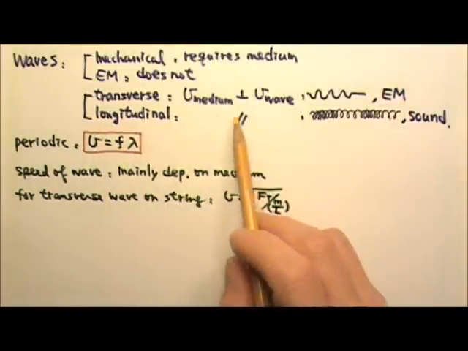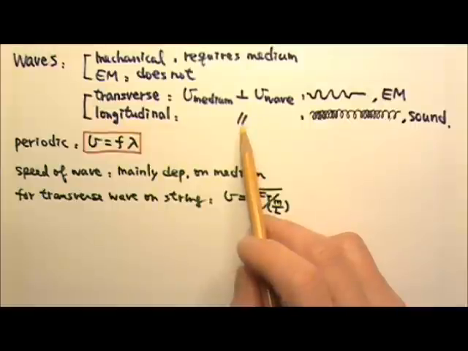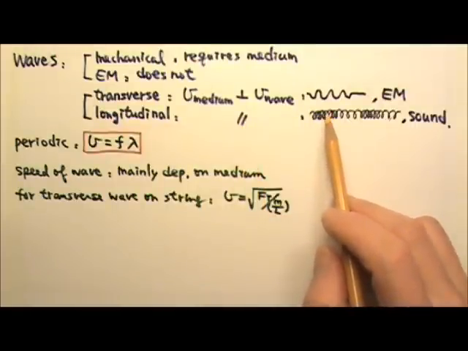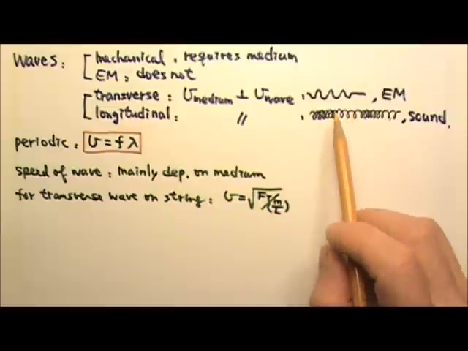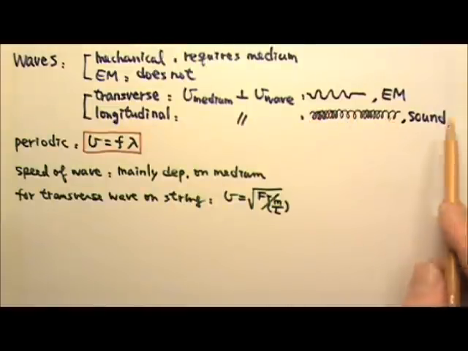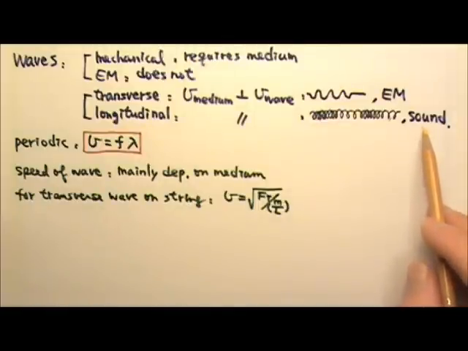Longitudinal waves would have these two velocities parallel to each other. Longitudinal waves are usually density waves or pressure waves. So a slinky wave like this is a longitudinal wave. Sound wave is a longitudinal wave.